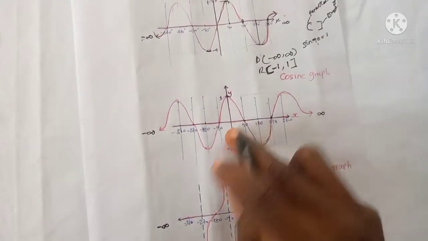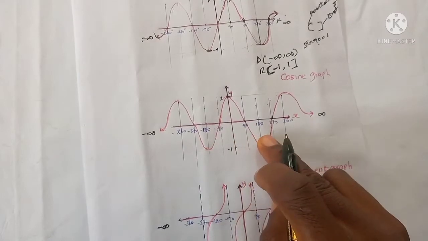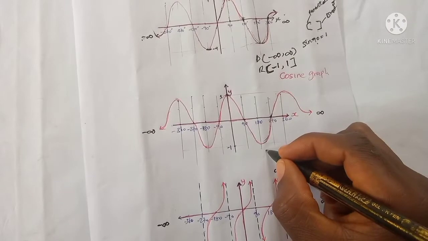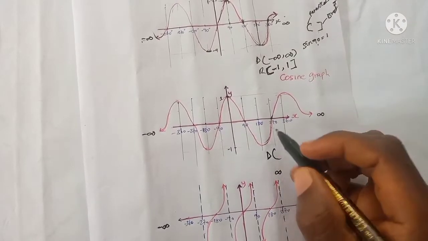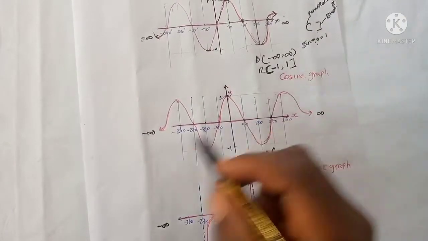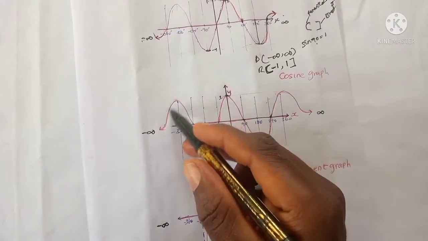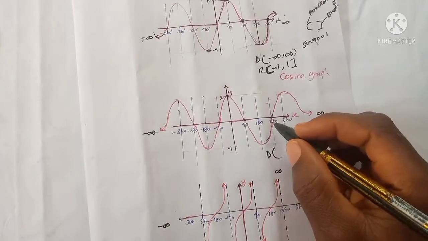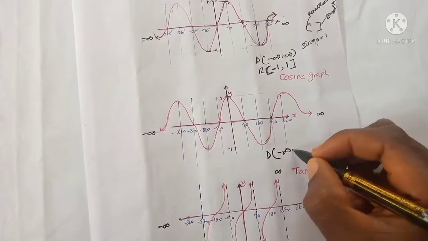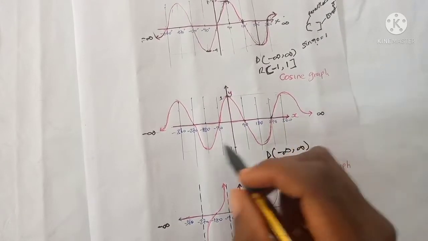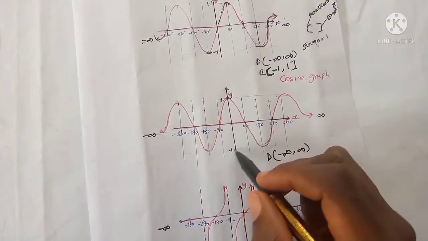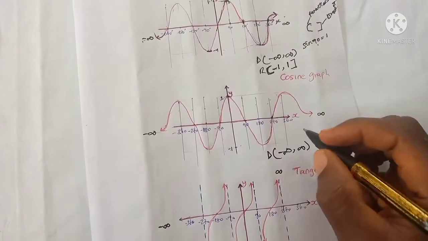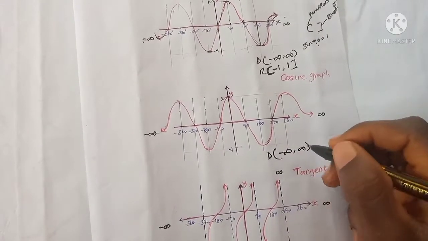So what's the domain and range of this cosine graph? The domain of the cosine graph is the same as the sine. This line goes all the way to infinity, while this one also goes all the way to infinity. So the domain of cosine is from negative infinity to infinity. It means that all the x values, all the values from 1 to anything, or from negative 1 to anything, you can plug into cosine and still get an answer.